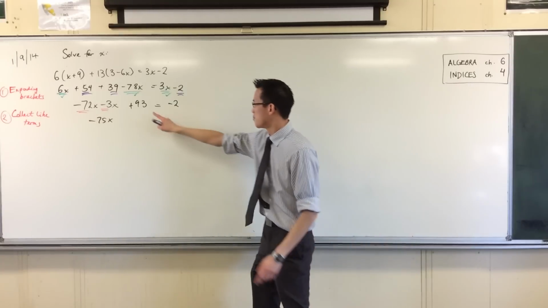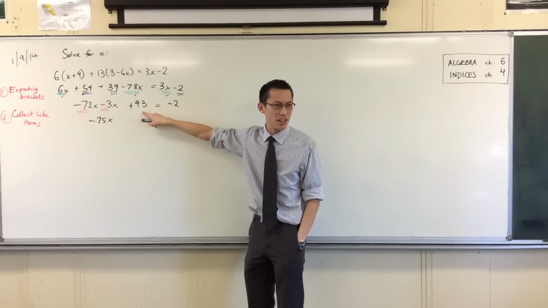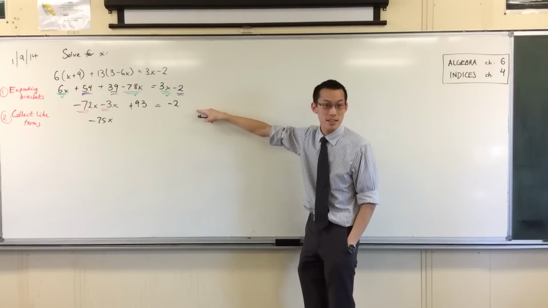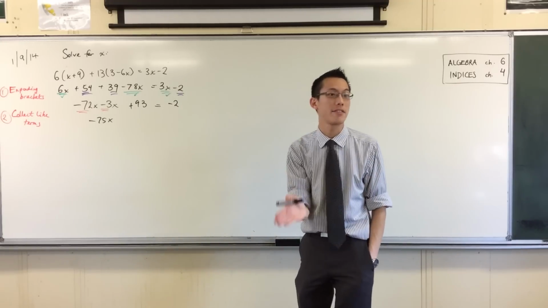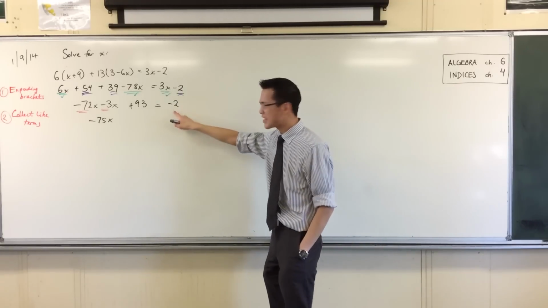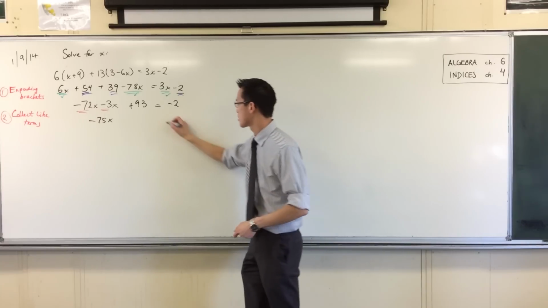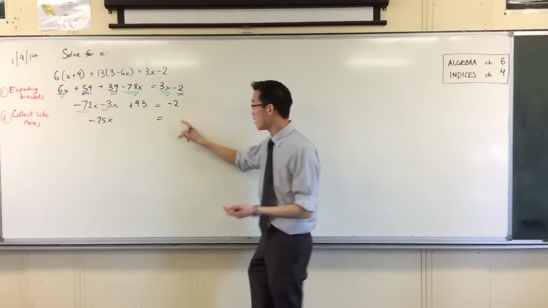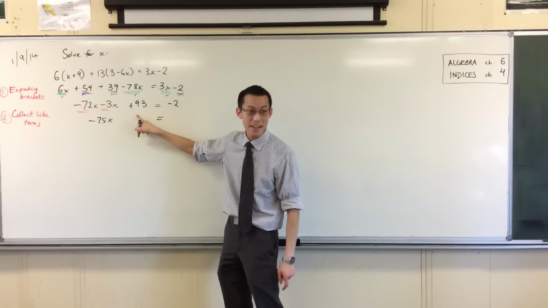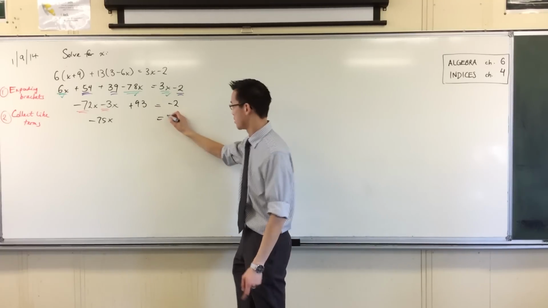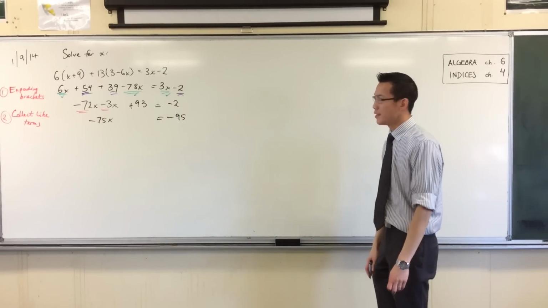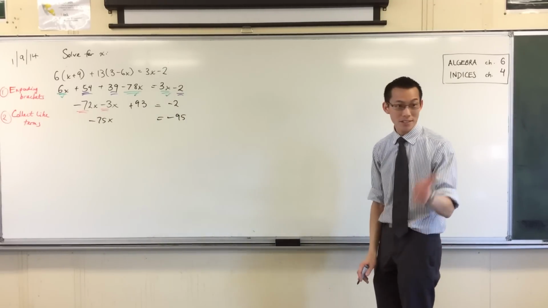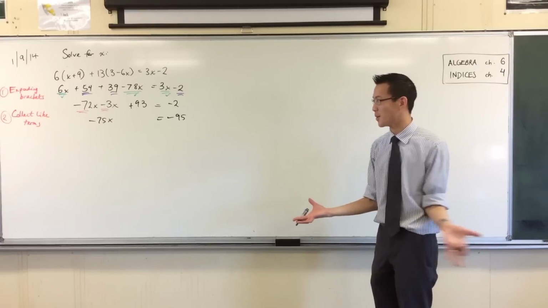Okay, now what do I have to do? I've got this 93 hanging out over here. I'm going to kick him over this side by taking away 93 from both sides. So if I take 93 away from this, it'll be the same thing. Minus 2 minus 93, which is minus 95. Okay. Right. Well done. Finally, we've collected all of the like terms.